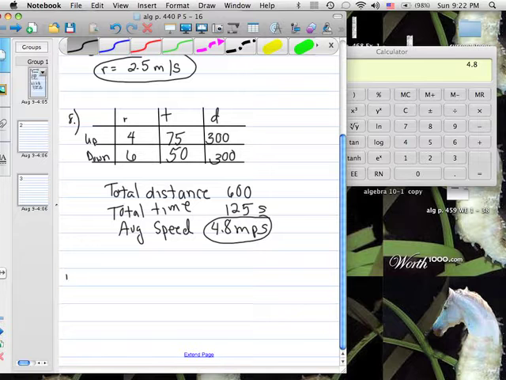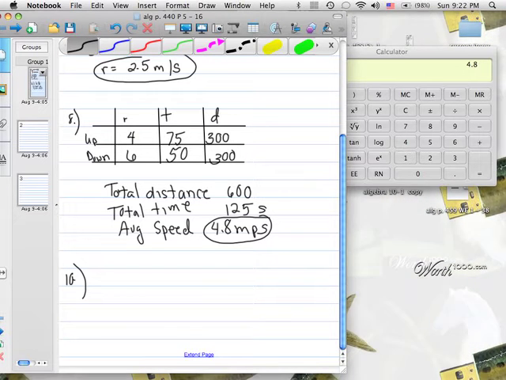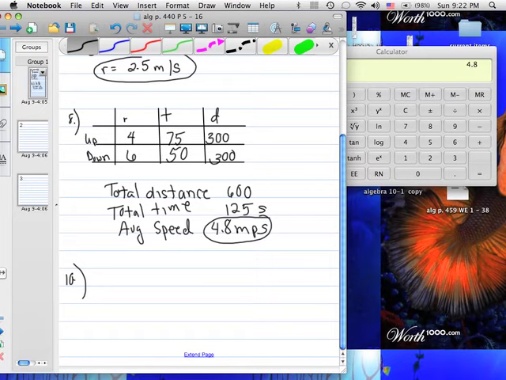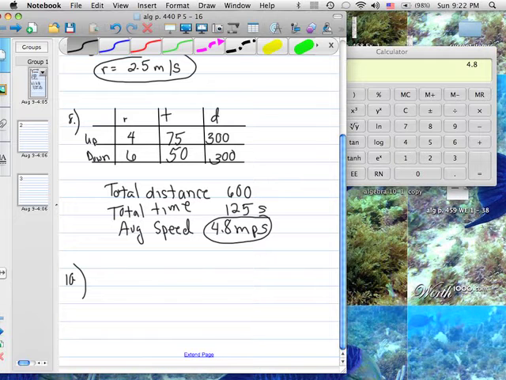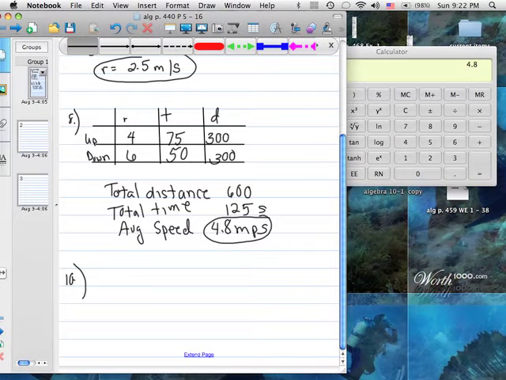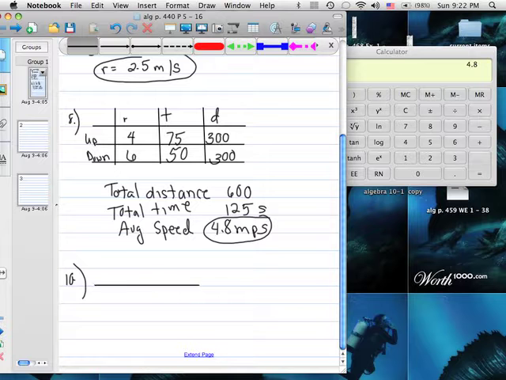Problem number 10. Flying with no wind, a plane makes an 840-mile trip in 6 hours. On the return trip, the plane flies with a 70-mile-per-hour wind. Fill in the chart and figure out the average speed. So we'll make the chart.